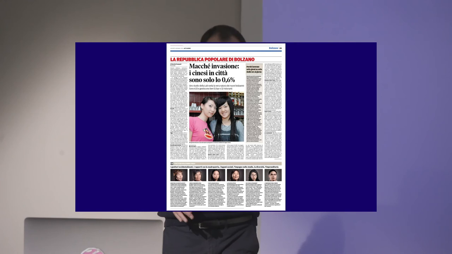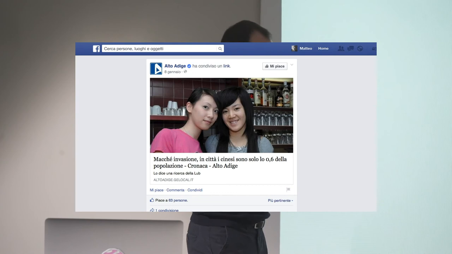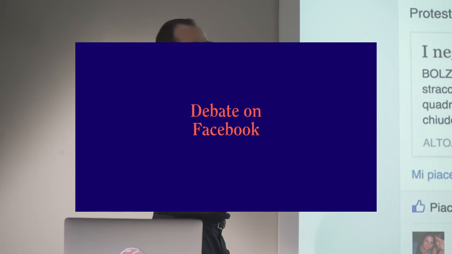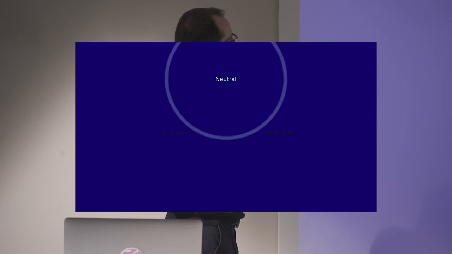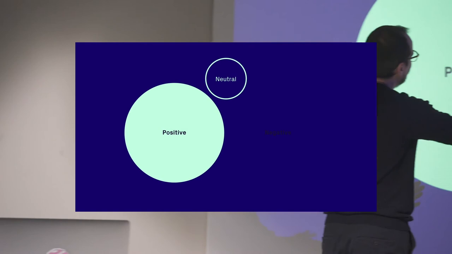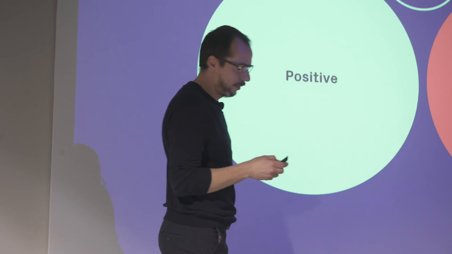But very interesting for us in terms of design research, they made an article on Facebook, and we started analyzing the quality of the comments, so the sentiment. We analyzed the debate on Facebook and made a comparison with the previous article on Chinese. In the previous one, as you can imagine, the positive and negative comments were almost the same, even the neutral. I think 40% positive, 40% negative, and 20% neutral.